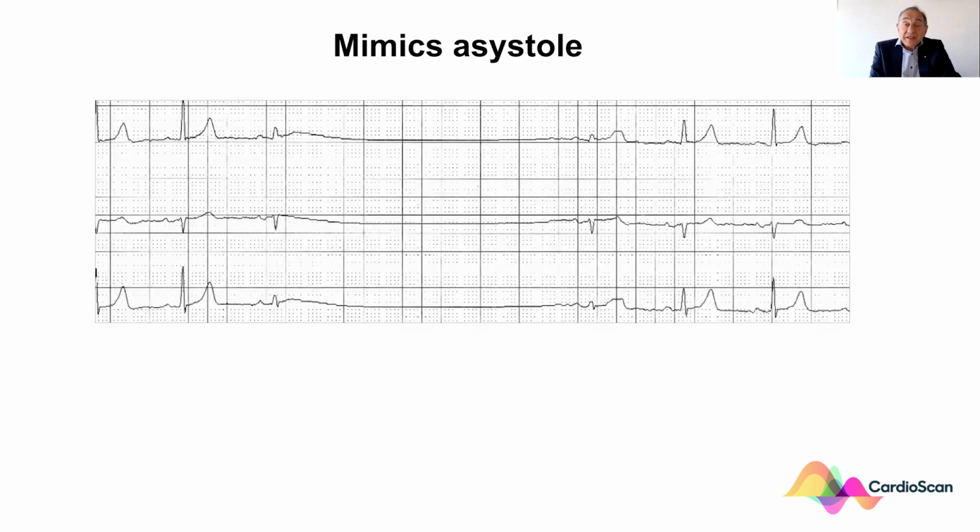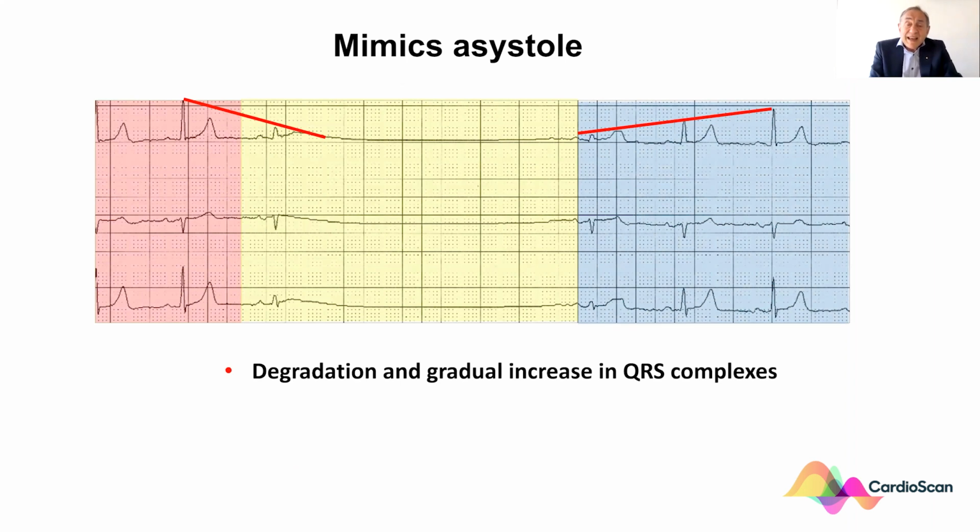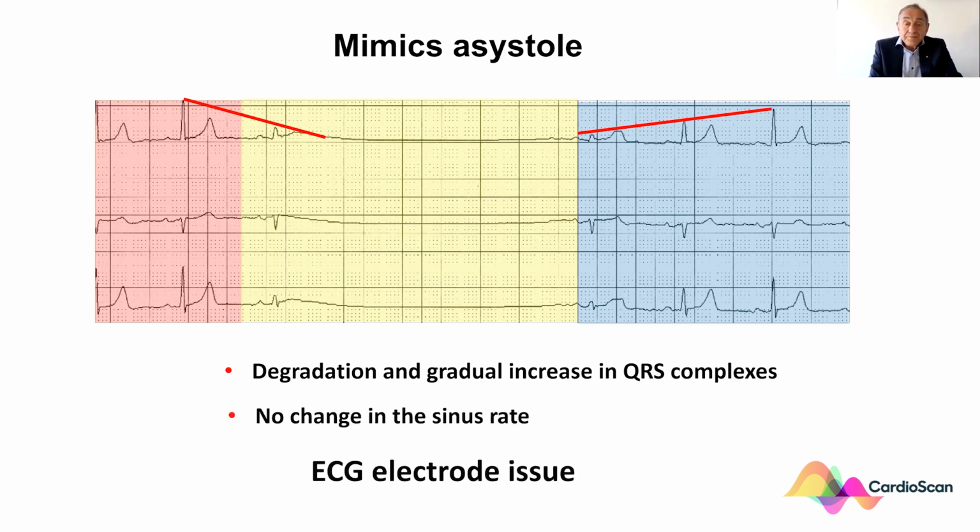And then asystole. Again, this is very important but often misdiagnosed. Here is a situation which looks like asystole. The clue is that at each end, one can see sinus rhythm, and then we can see that there is a degradation of the QRS and T waves until they become isoelectric and flattened, and then they gradually increase again in the blue highlight. And this is the way we can look at asystolic pauses, which are actually artefact. It's an ECG electrode issue.